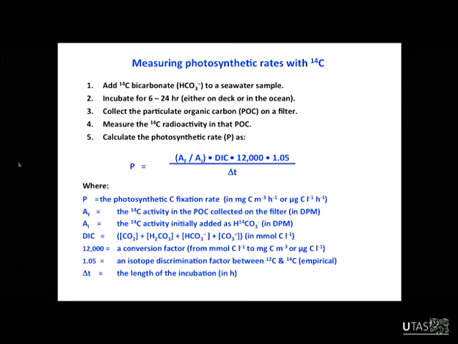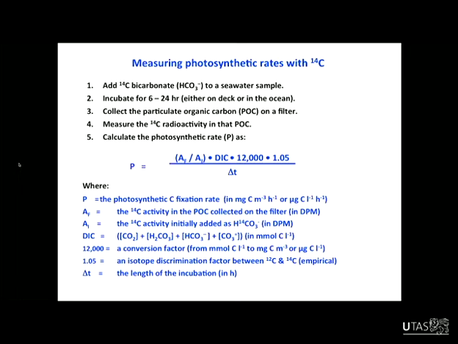So I showed at the beginning global maps of chlorophyll concentration in the surface waters. That tells us something about the total amount of phytoplankton present in surface waters. Just looking at the chlorophyll concentration doesn't really tell us how rapidly they're cycling carbon or how rapidly they're photosynthesizing. So to do that, we have to look in more detail at the transport of carbon from the dissolved phase into the particulate phase.